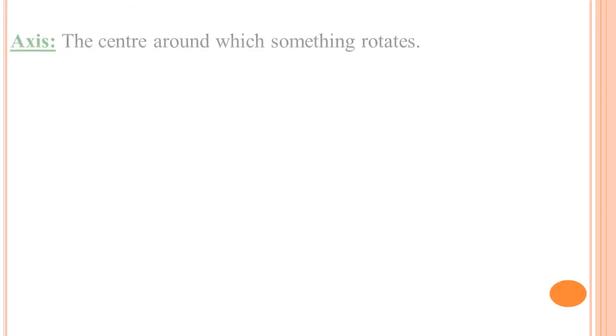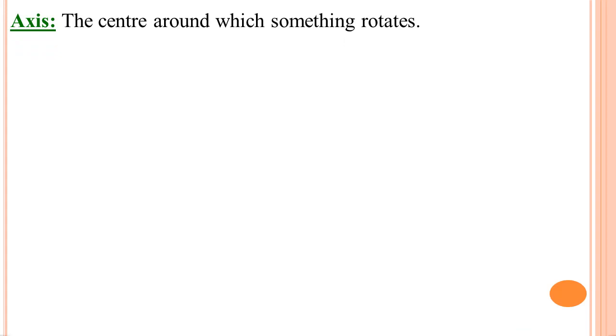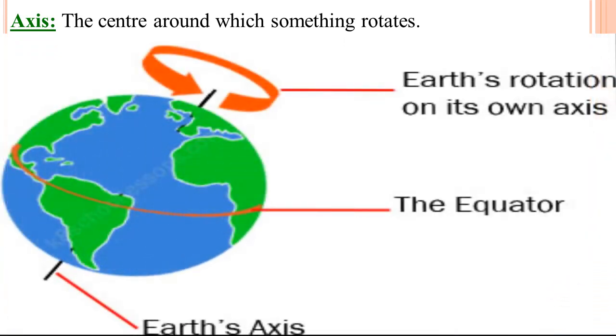Next term is axis. The center around which something rotates is called the axis of that particular or specific thing. In the given picture you can see that there is an imaginary line in the center of the Earth around which it is rotating or moving.